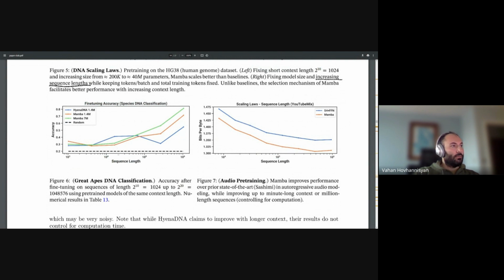Again, Mamba only gets better with longer sequences, which makes sense, right? And this is a very hard task because 99% or maybe more of the DNA is shared between those species. So it's very hard to classify because most of the DNA is the same, and it's a very long sequence. Right? It's like a million length sequence.